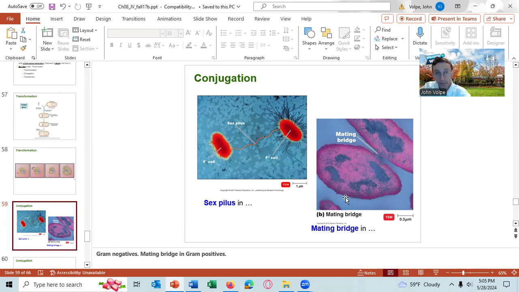The other way that conjugation can happen is with gram-positive cells, and that's a mating bridge where two cells come up together and the cell wall disappears in one spot. And then the cell membrane actually fuses. So the cytoplasm of this cell is now connected to the cytoplasm of that cell. And DNA can move from one cell to another. Usually it's plasmid DNA that will move. Any questions about that?